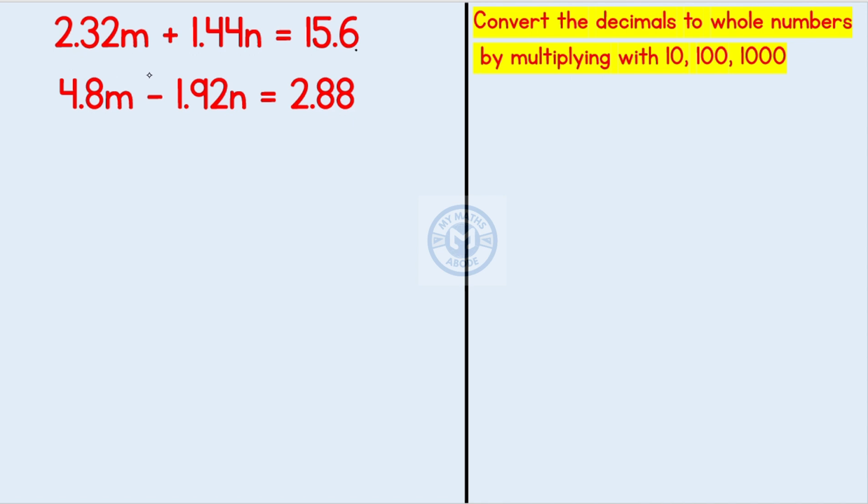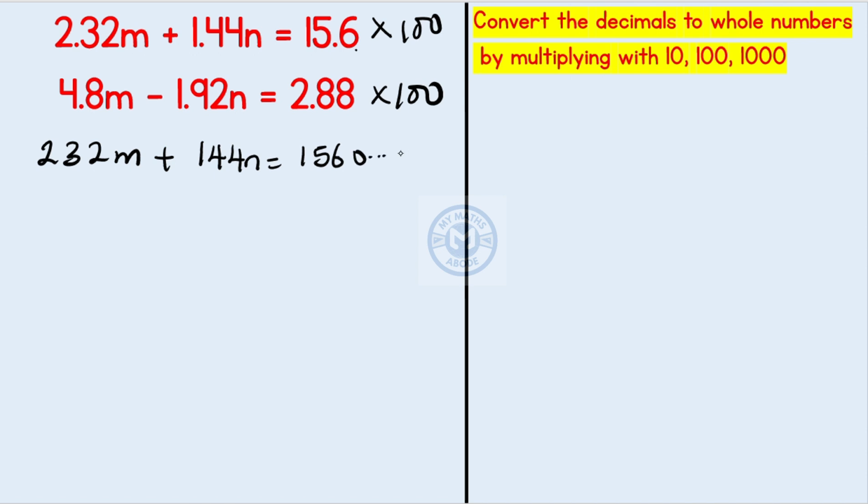Alright, so let's also investigate 100. 100 will change everything I have here into a whole number. So that means I'm going to multiply everything here by 100 and everything here. So this will leave me with 232m plus 144n is equal to 1560. This is my equation 1. And this will leave me with 480m minus 192n is equal to 288. And this is my equation 2.